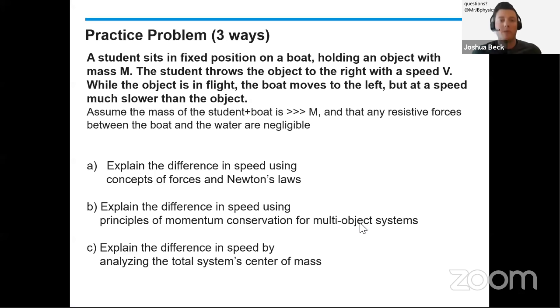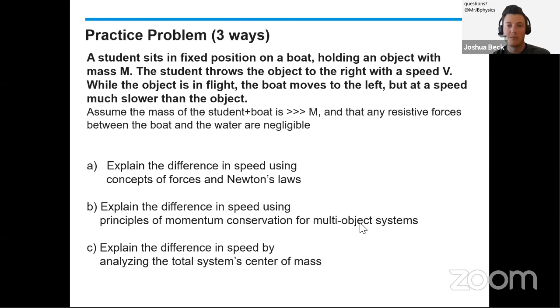This is an example problem that can be addressed in all these different ways we talked about. You've got a student sitting in a fixed position on a boat. Picture a boat and they're buckled into a seat or something, so wherever they go, the boat goes, they go together. They're holding a ball, an object with a mass. They throw it to the right with a speed v. While it's in flight, the boat moves to the left, but at a speed much slower than the object. We can assume that the student and boat together have a much larger mass than the object, and that any resistive forces between the boat and the water are negligible.